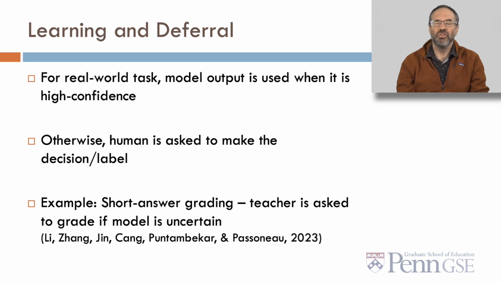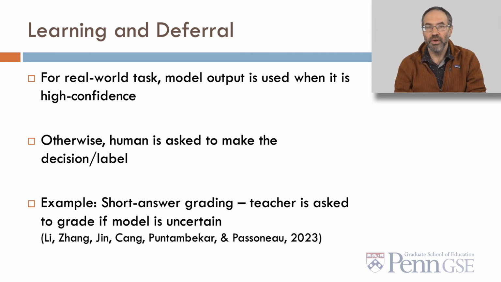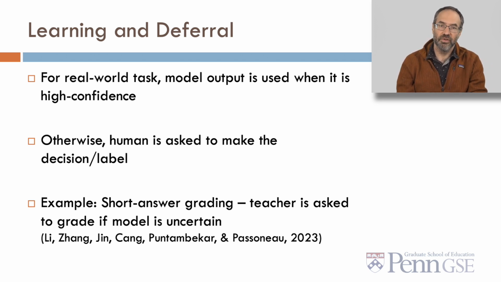A related approach is called learning and deferral. In learning and deferral, for a real-world task, you use the model output when it's high confidence. But if it's not high confidence, the human being is asked to make the decision or the label. An example of this is seen in Lee et al. 2023 for short answer grading, where if the model is uncertain, the teacher is asked to provide the grade.